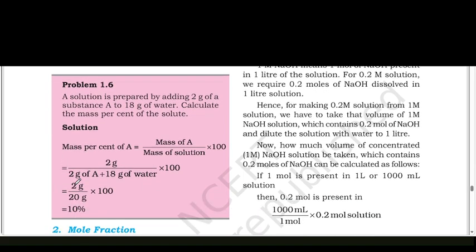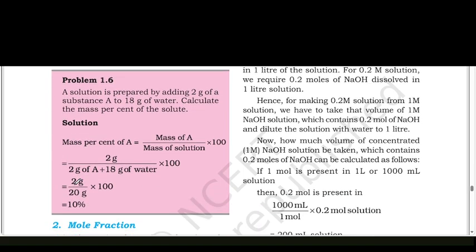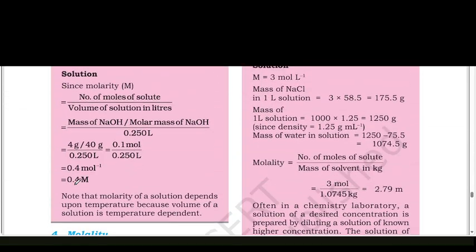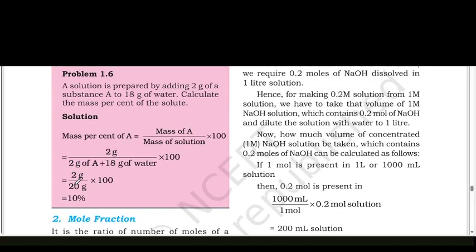Okay. A solution is prepared by adding 2 gram of substance A to 18 gram of water. Calculate the mass percent of the solute. So 2 by 2 plus 18 into 100, 2 by 20 into 100, 10%. Okay.